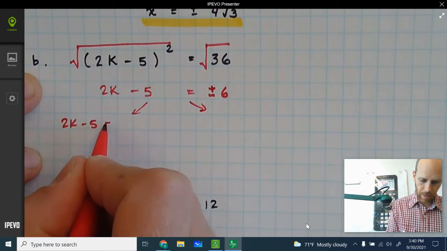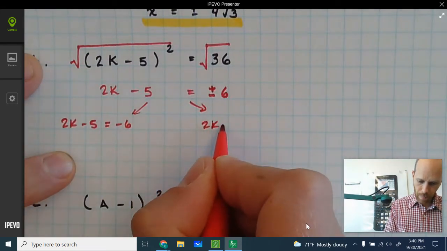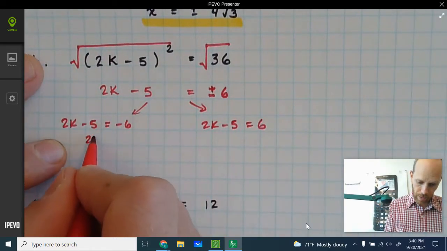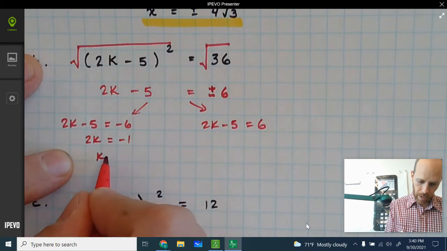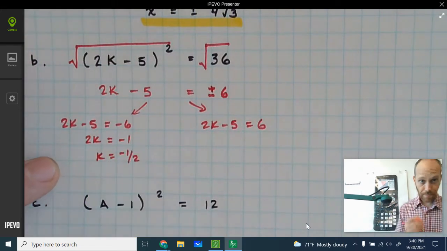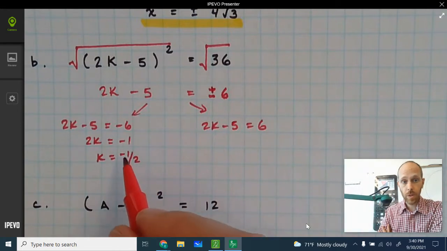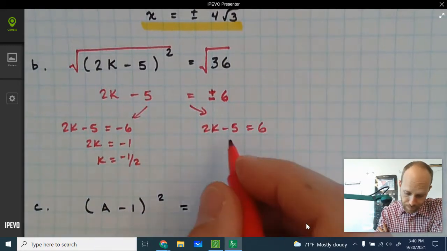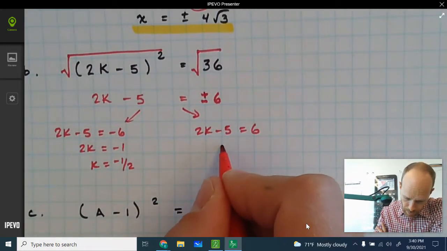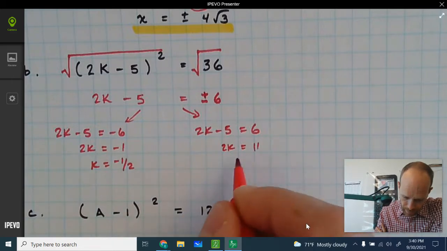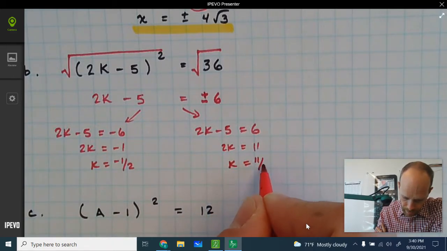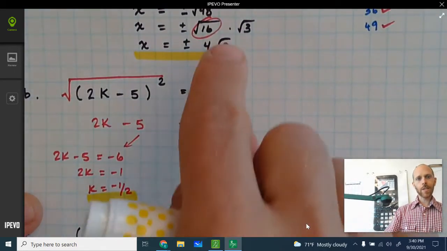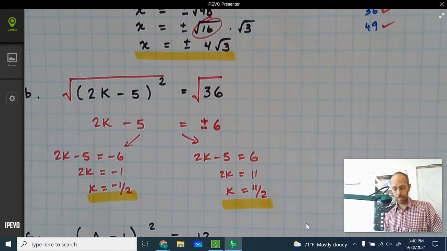So we're now going to solve two separate equations. 2k minus 5 is negative 6. 2k minus 5 is 6. This one, add 5 to both sides, you'll get negative 1. So k is equal to negative 1/2. I want to emphasize again, with all of these, you can always take that number, plug it in up here, test, and make sure that it works. Same thing with the other one. Add 5 to both sides. 2k is equal to 11. Divide by 2, you get that k is 11/2. So there are our two solutions. Just like on the last problem, we got two solutions.